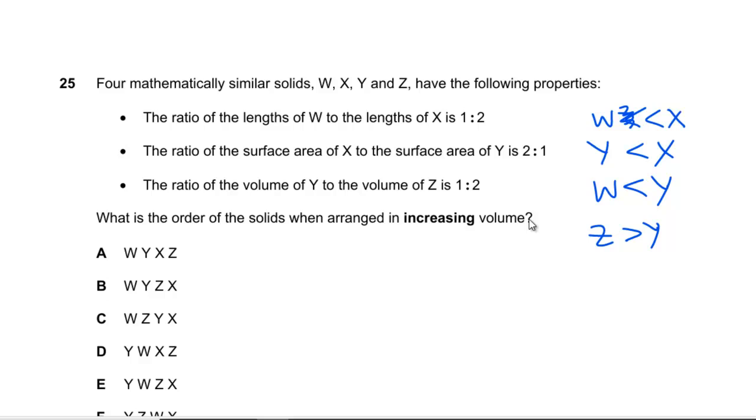So we just need to know what's going on with Z and X. Well, by the time we increase these surface areas up, X is going to be bigger than Z. So we need to have W, Y, Z, X, which is B. Okay, that was another quickish one.